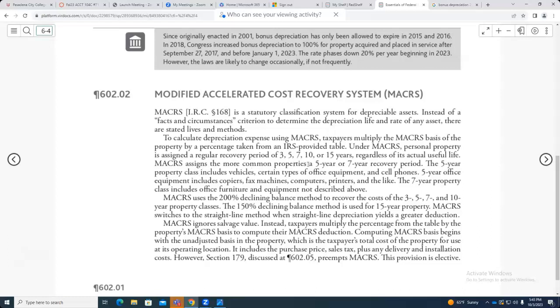So MACRS assigns the more common properties a 5-year or 7-year recovery period. So the 5-year property class includes what? 5 years. Write it down. Vehicles, office equipment, cell phones. Those are all 5 years. So automobile 5 years, office equipment 5 years, cell phones 5 years. Office equipment includes copiers, fax machines, computers, printers, and the like. The 7-year property class includes office furniture and equipment not described above. So if you have office furniture like a desk, it's 7-year property. But on your desk, you have a computer. The computer is 5-year property. You have a car also in the parking lot, that's also 5-year property.